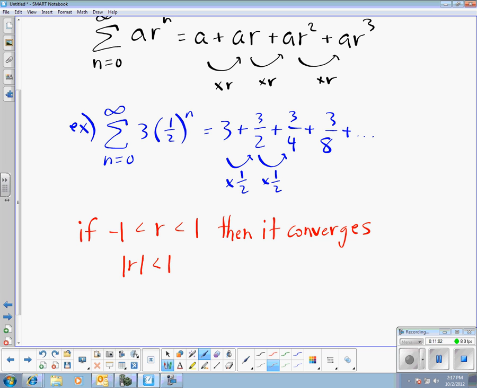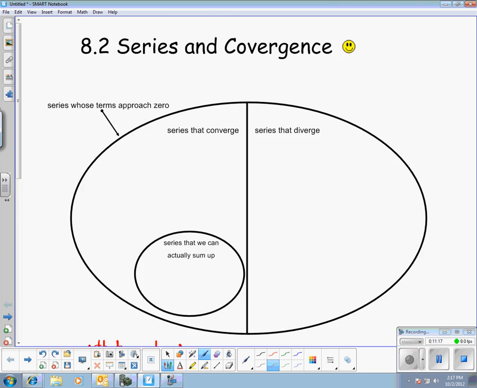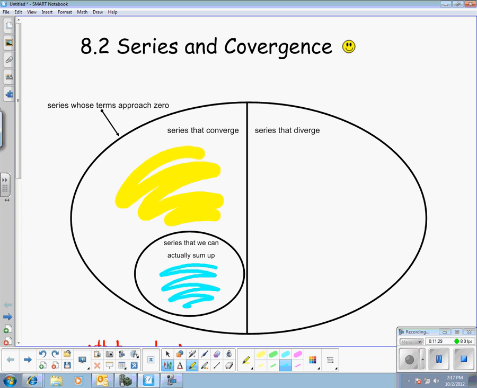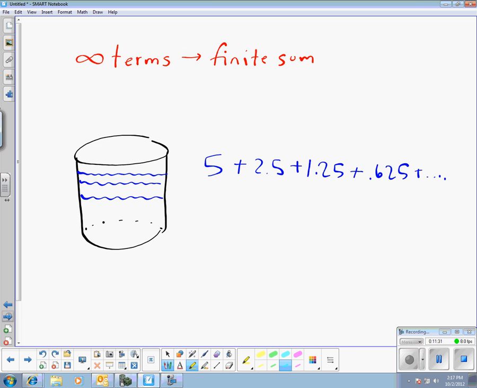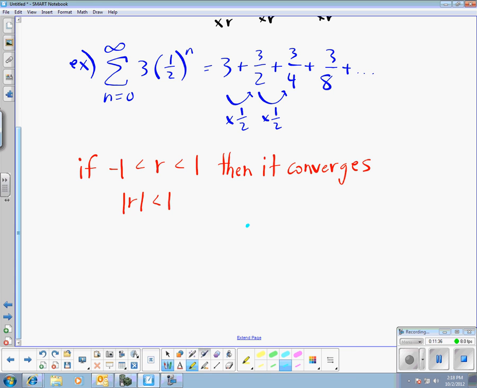My bucket example was a perfect example of this. My r value there was 1/2, because I went 5, 2.5, 1 1/4, and so on. And it never went over 10. Also, if you noticed on the Venn diagram, a lot of times you can just say that it converges, all of this area out here. Occasionally, you can actually see what it converges to in this area here. So geometric is one of the few instances where I can actually add up the convergent series. So I have a little formula for that.